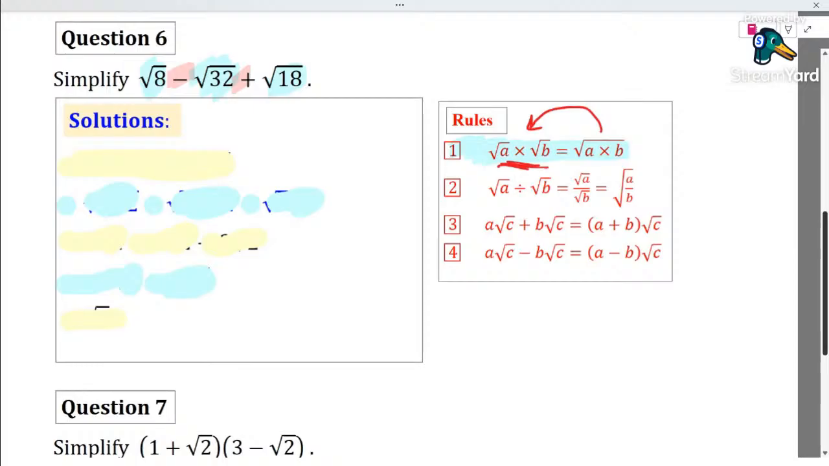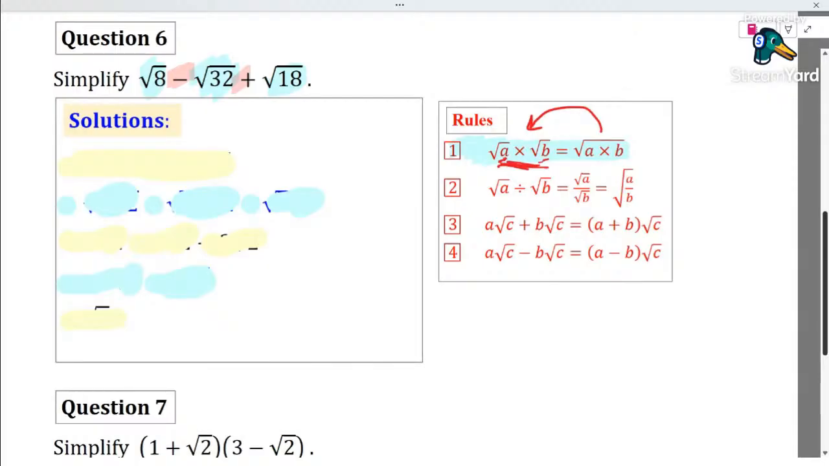Please be aware, there is some skill that you need to know when you break it. When you break it, you must make sure that one of the numbers inside the square root is a perfect square number. What I mean by perfect square number, for example, 4 is a perfect square number because 4 is 2 squared. 9 is a perfect square number because 9 is 3 squared. 16 is 4 squared. 25, 5 squared, and so on and so forth.